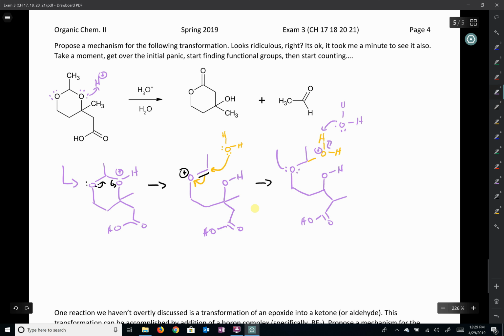And we're going to go ahead and set up the next part here, okay? So we shuffle one of those protons off on the incoming yellow water while we protonate this guy over here. Oops, I'm sorry, I put that methyl group in the wrong place there. Okay. All right.